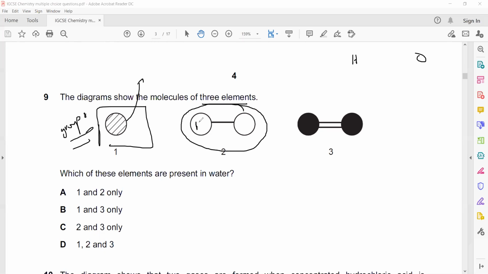But what is this single bond? Actually this is hydrogen. And what about the other one? That's oxygen. Oxygen belongs to group 6, so it will share 2 electrons with each other. So the first element is from group 8, the second element is hydrogen, and the third element given is oxygen. So which two are present? It contains hydrogen and oxygen. Is it clear?